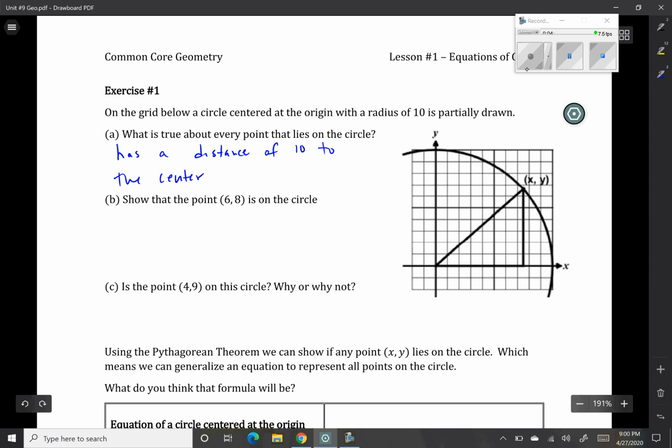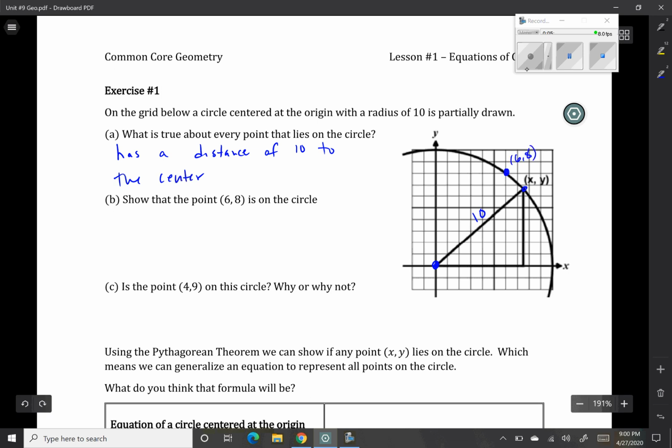So even though I don't know the coordinate of x, y, I do know that this distance between the center and x, y has to be 10. Then it says, show that the point (6, 8) is on the circle. I know you can count boxes. So if you go 6, 8, you're right here. So here's the point (6, 8).